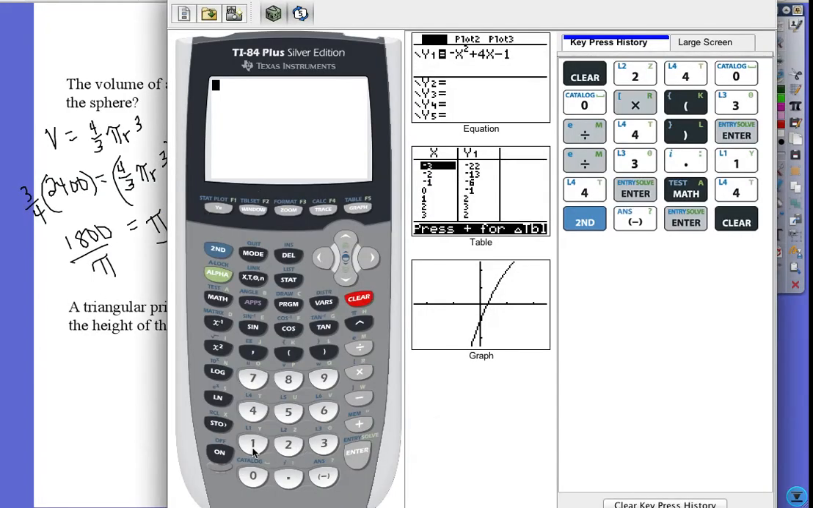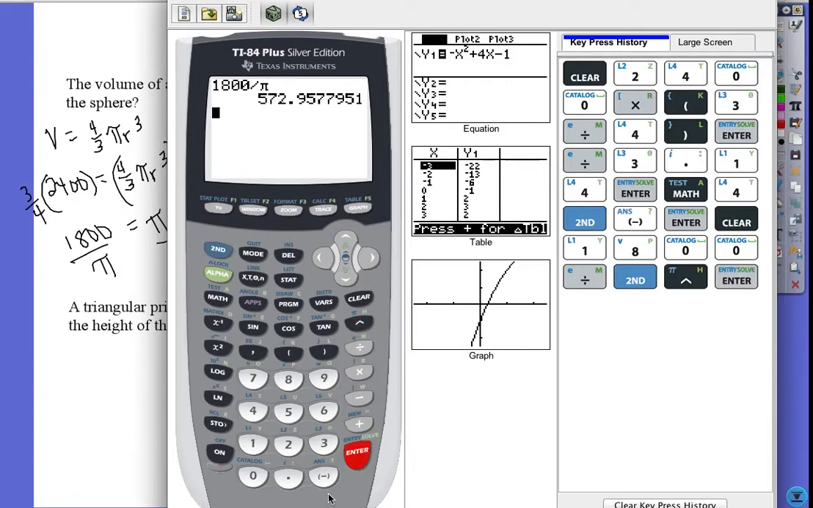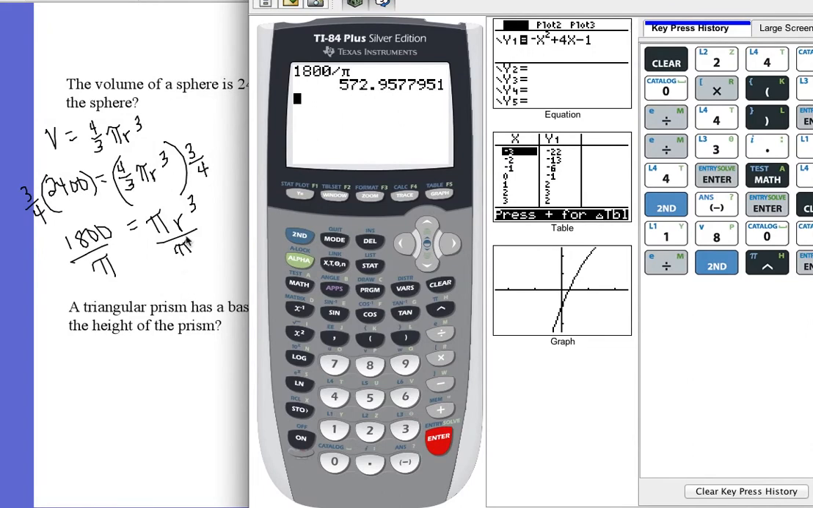Okay, let me do that on our calculator to show you what that looks like. So 1,800, and I'm just going to divide by the approximation. I could use the pi here. Let's just do that. Let's use pi. Second, and then this up key. Okay, that's going to use all of pi, not an approximation. Alright, so now I have this, and that is my radius cubed.